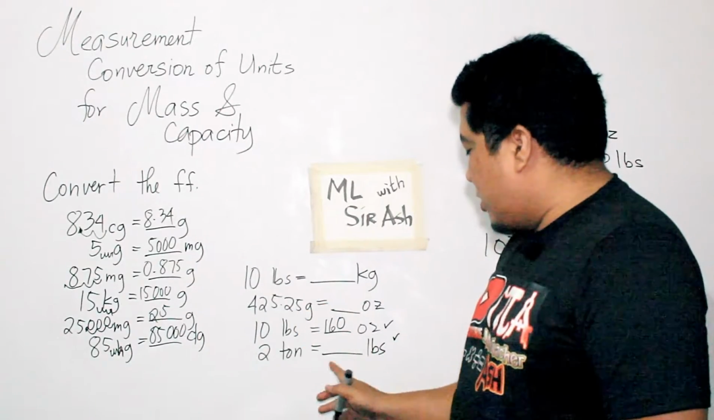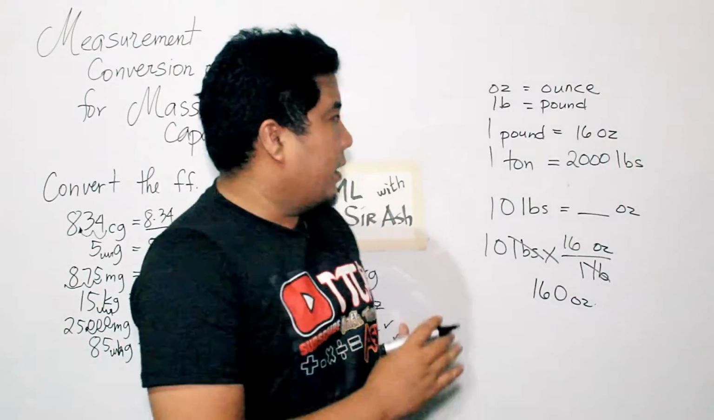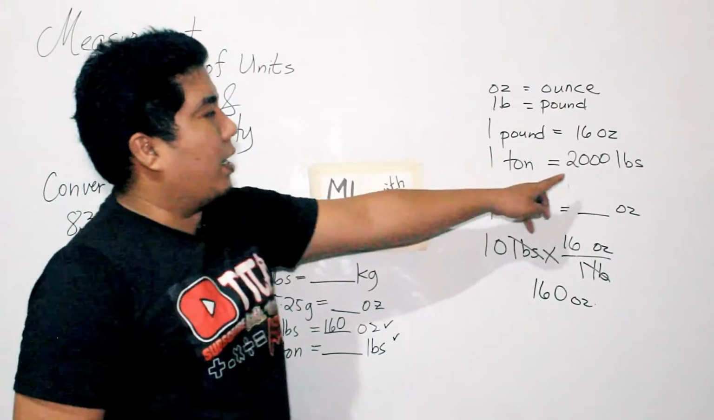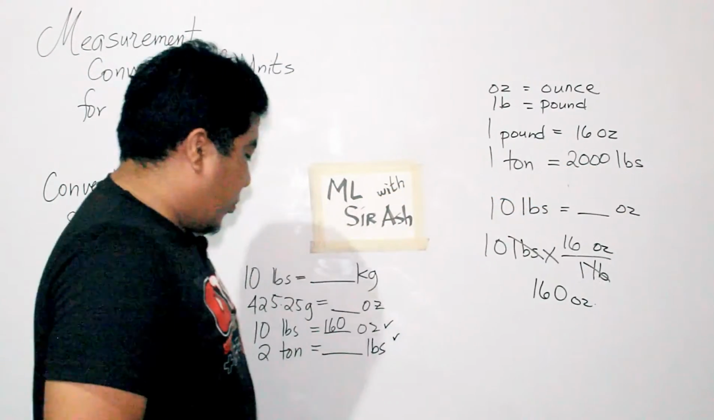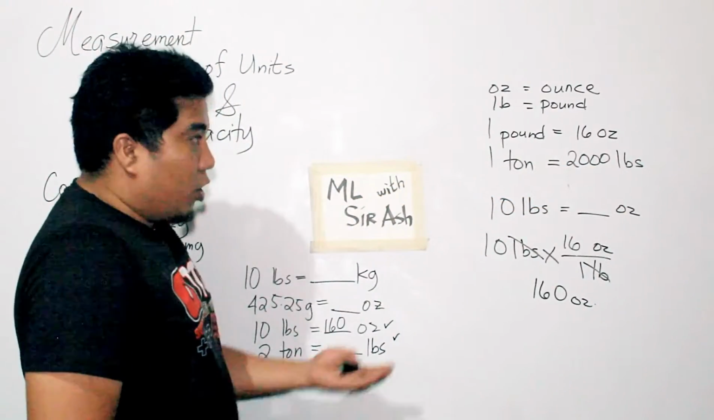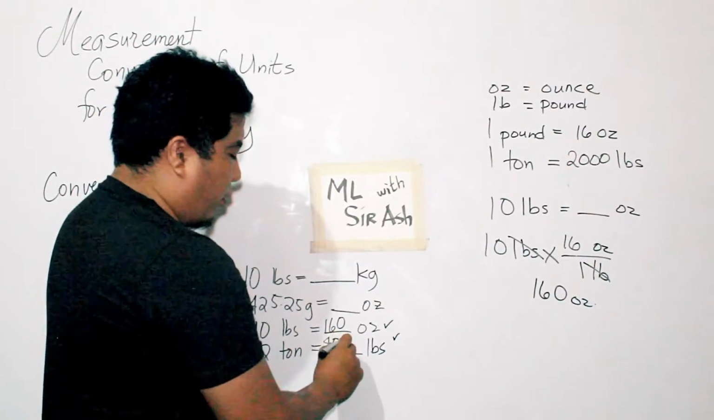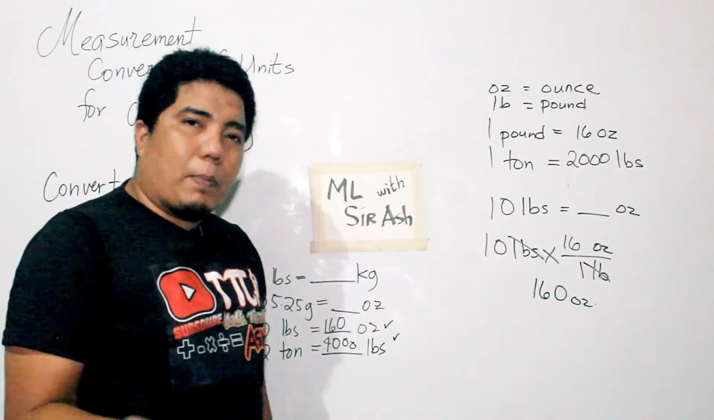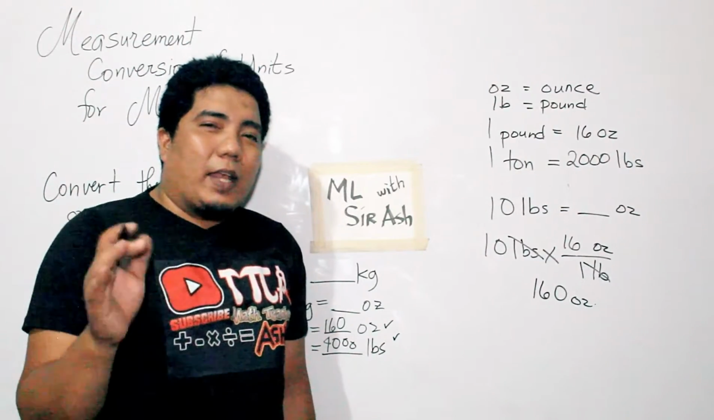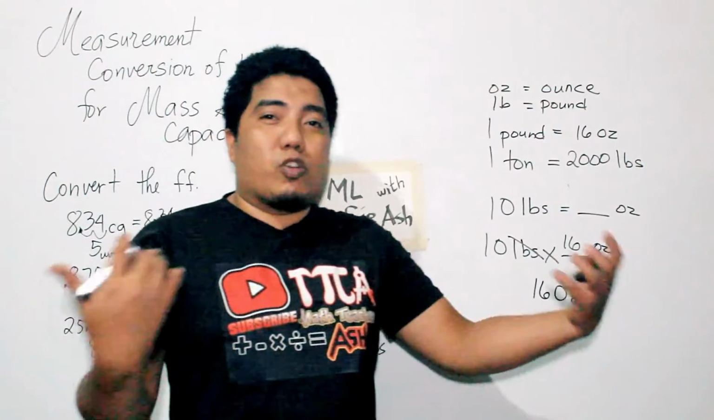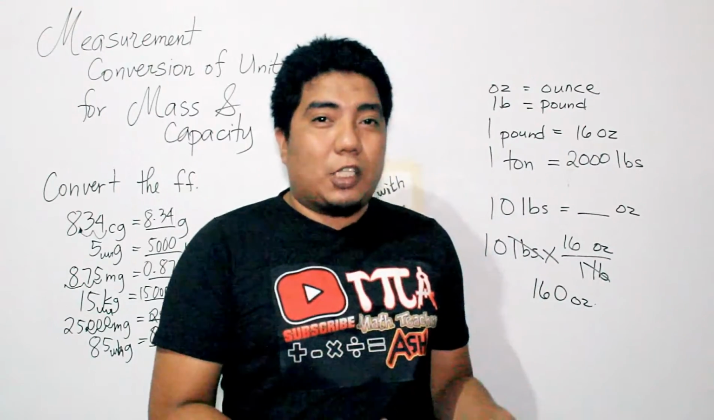Now, how about 2 tons to pounds? Now, this is very easy because 1 ton is 2,000 pounds. So basically, if you have 2 tons, you just multiply it by 2. So that will give you 4,000 pounds. Easy, right?